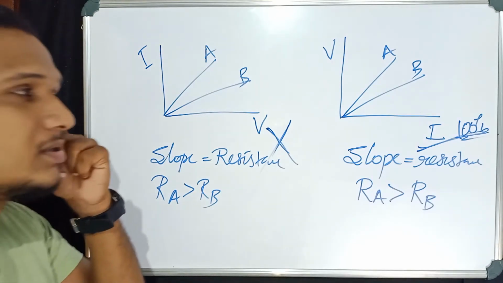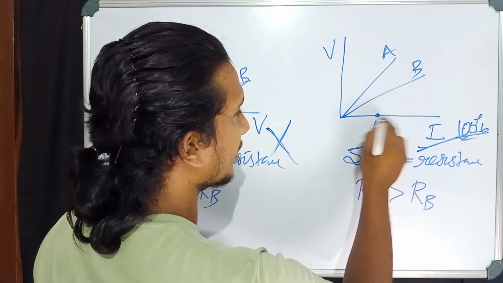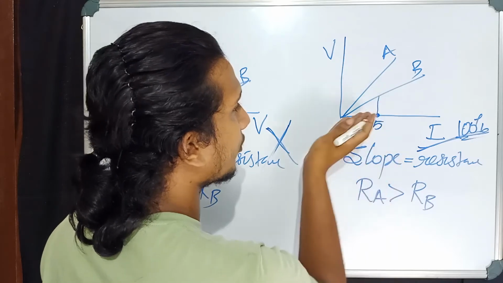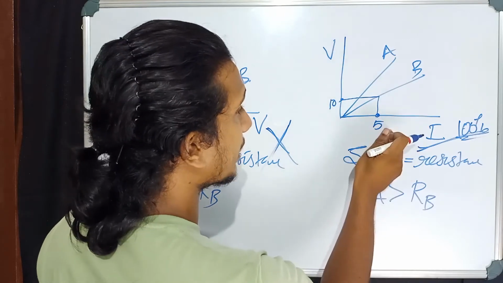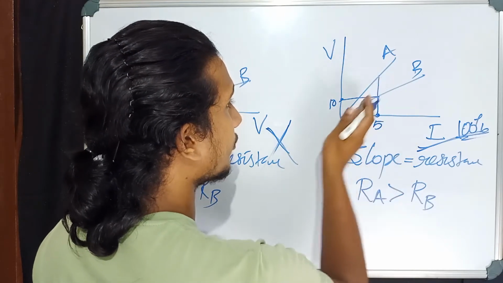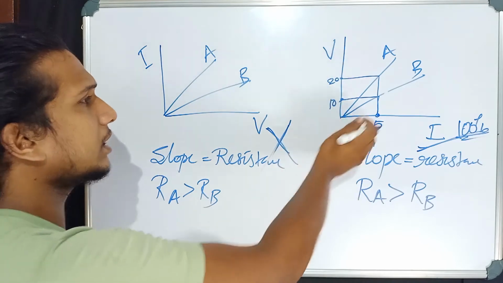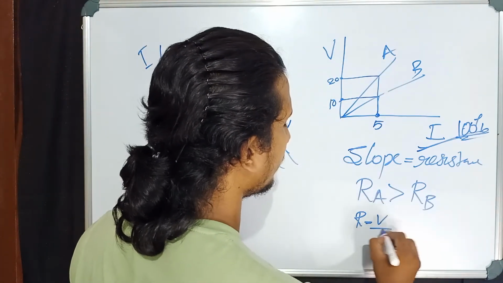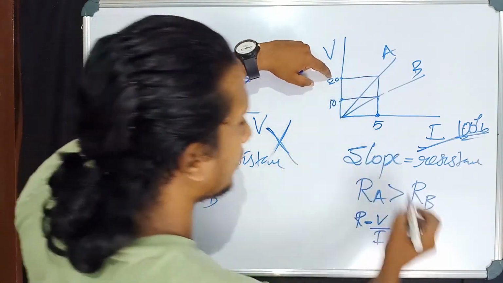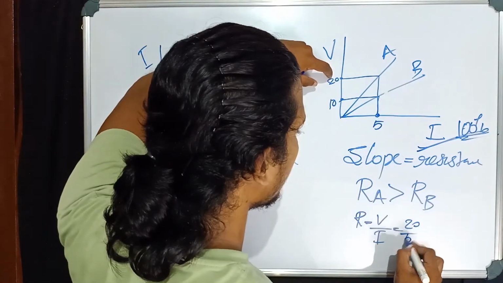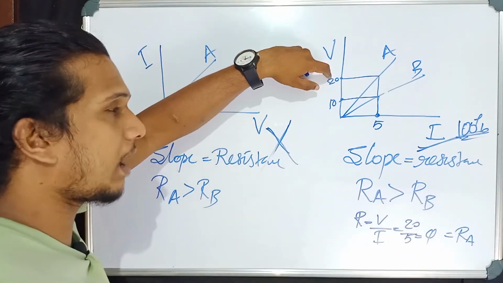Why? Because see here, I am taking some value of current in this graph, let it be 5. For this current, for this graph you will get a corresponding voltage, let it be 10, and for the same current you will get some voltage for the other graph, let it be 20 here. My question is, what is the resistance over here? We know R is equal to V by I. What is the voltage? 20. Current is what? 5. So 20 by 5, 4 is the resistance for RA, right? 4 is the resistance for RA.